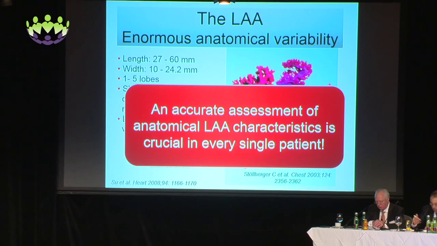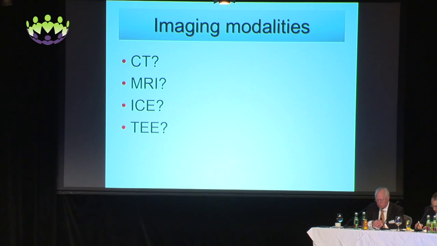And this is maybe the main message of my talk today. An accurate assessment of the anatomical LAA characteristics is crucial in every single patient prior to a planned procedure. So what sort of imaging modalities do we have to assess our left atrial appendage? We can use CT, MRI, intracardiac echo, especially for the guidance of the procedure, or TE.